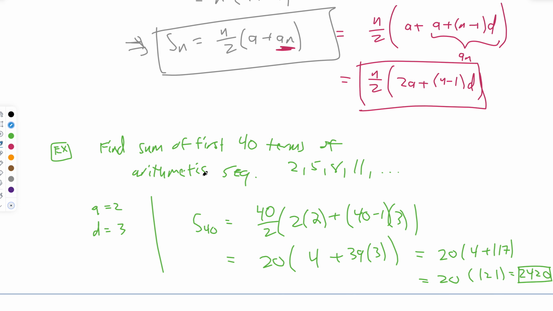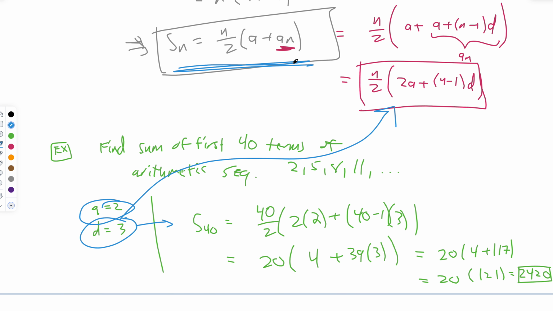Okay. So here it should be known that A is 2, the first term. Common difference is 3. 3, 3, 3, and so on. So plugging that in, you only know A, you only know D. It makes more sense to plug in here than it does to plug in here, right? We don't know what the 40th term is. If I did know the 40th term, that'd be awesome, but I don't.